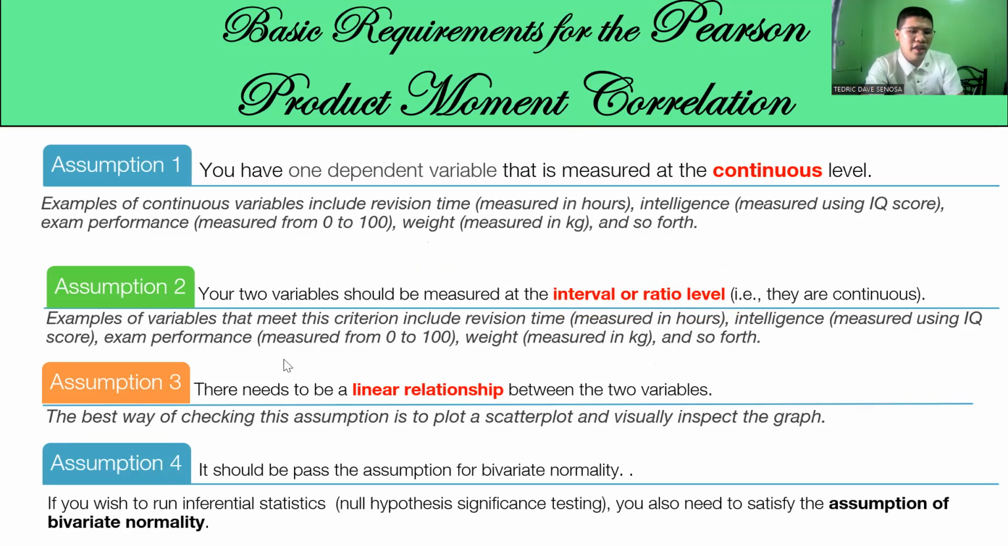Meanwhile, assumption 3, there should be a linear relationship. So you can see that the higher the degree of interest of the child, the higher the grades. And 4, of course, it should pass the assumption of bivariate normality. There is actually a test for this, but we will not dig in. We will just presume that it is in bivariate normality.